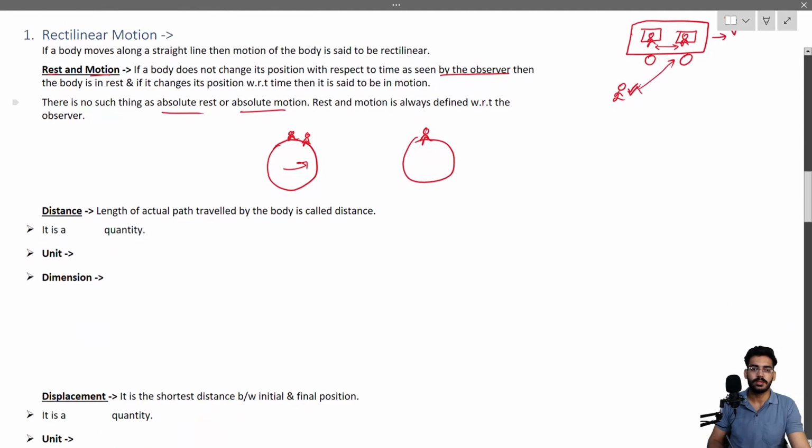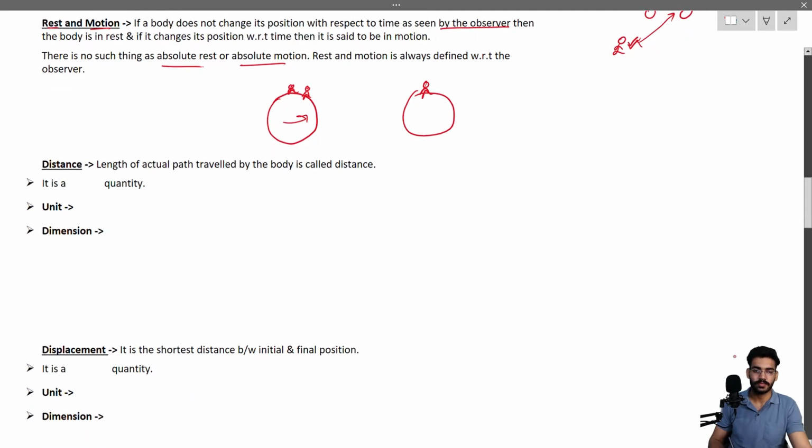Next terminology we are going to define is distance. We are going to define each and every quantity.